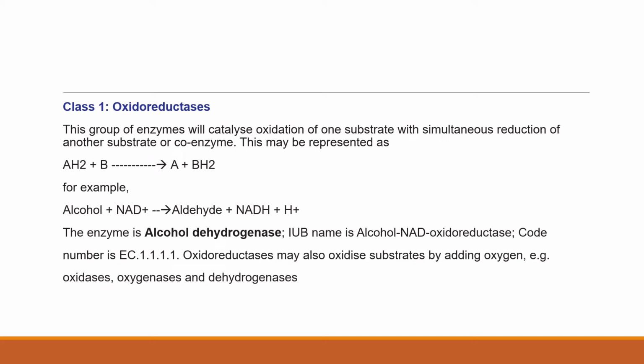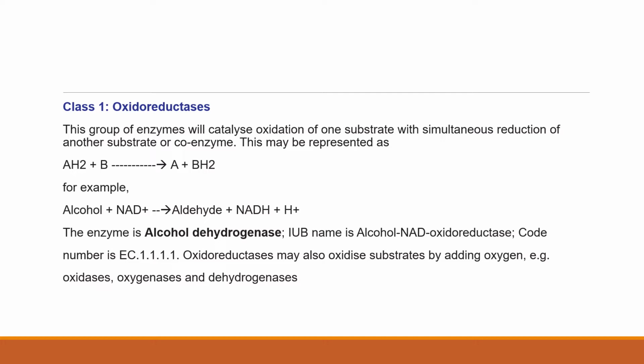The classification of enzymes, the different classes of enzymes. The first one, or class one, is oxidoreductase. We can more or less deduce the kind of chemical reaction it carries out: oxidation and reduction, so redox reaction. The chemical reaction is represented this way: AH2 plus B forms A plus BH2. It is more like a replacement reaction.